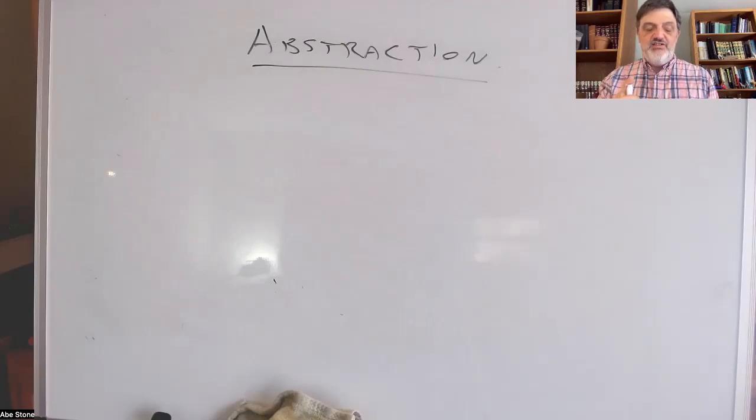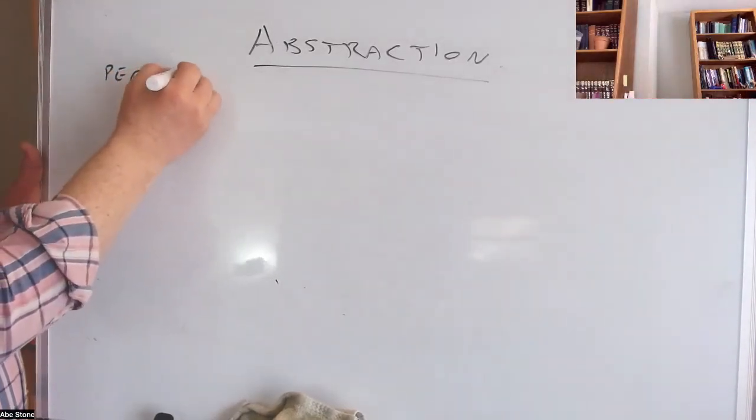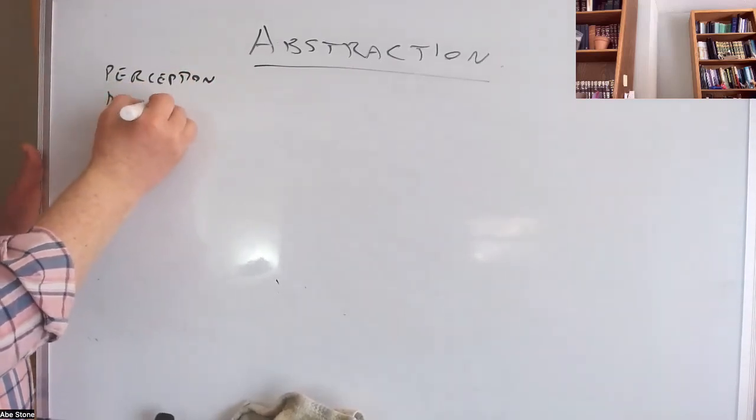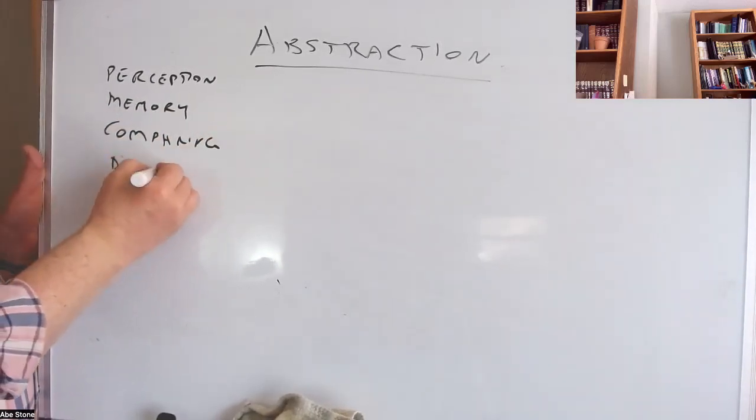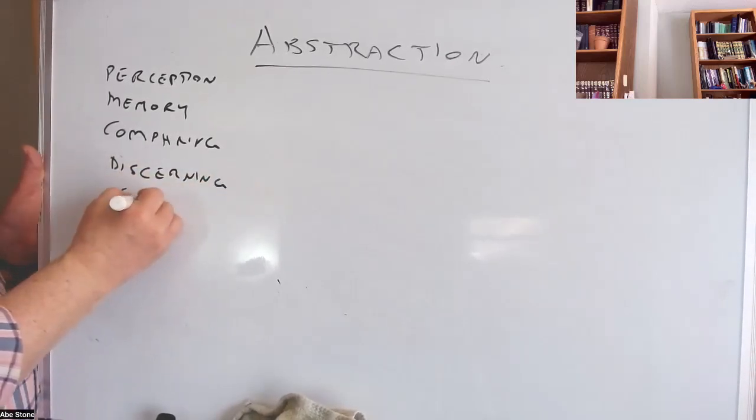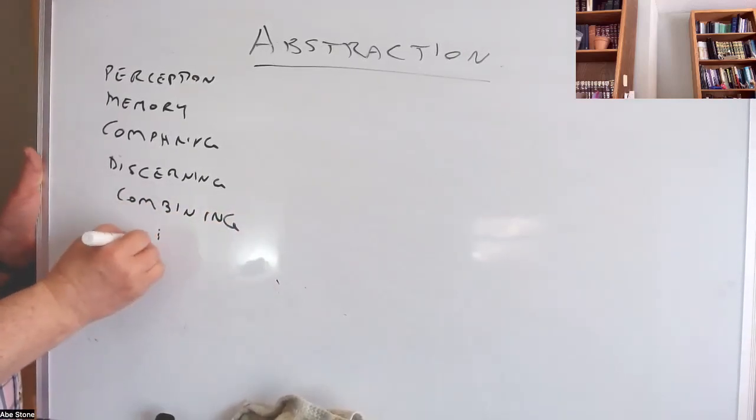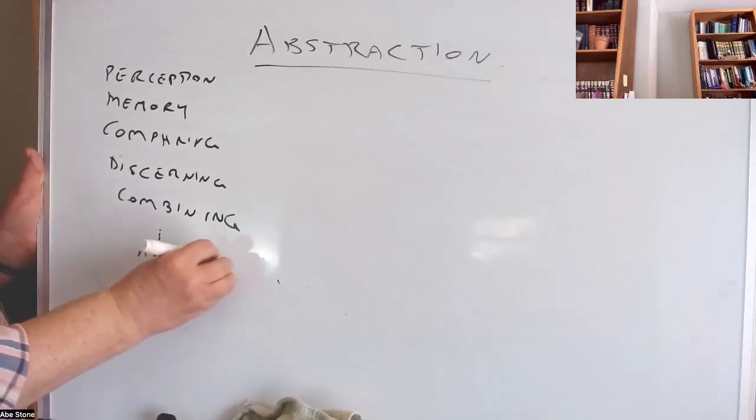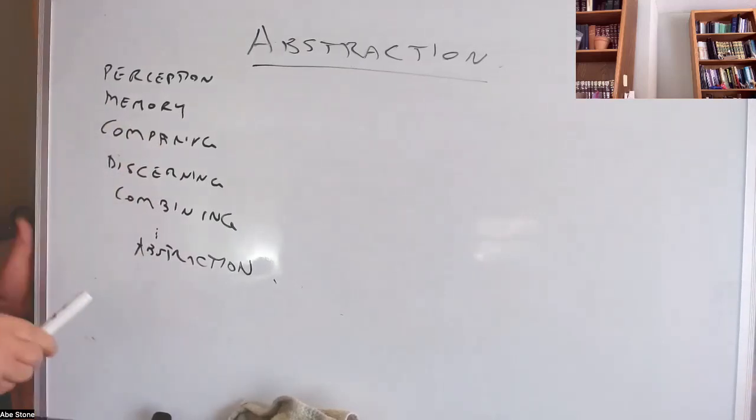However, abstraction does build on the previous list of mental operations, which include, after perception, memory, comparing, discerning, combining, and then there might be a few more, but then we get to abstraction. It seems that you need to be able to do all these things to get to abstraction.